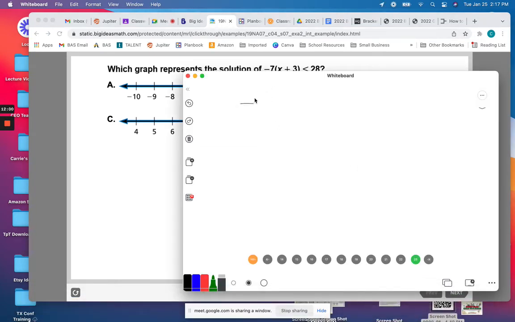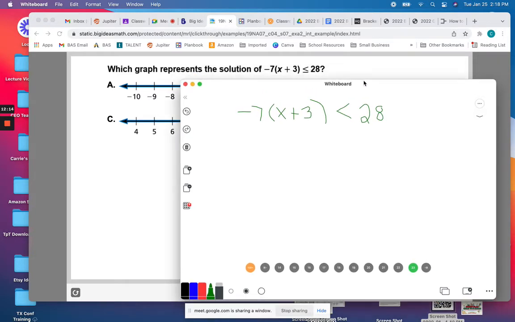So we have negative 7, x plus 3. You're writing this in your journals. Is less than, oh, less than or equal to 28. Okay, so the left-hand side is not simplified yet, so you can't just willy-nilly change this. So we got to simplify this first.